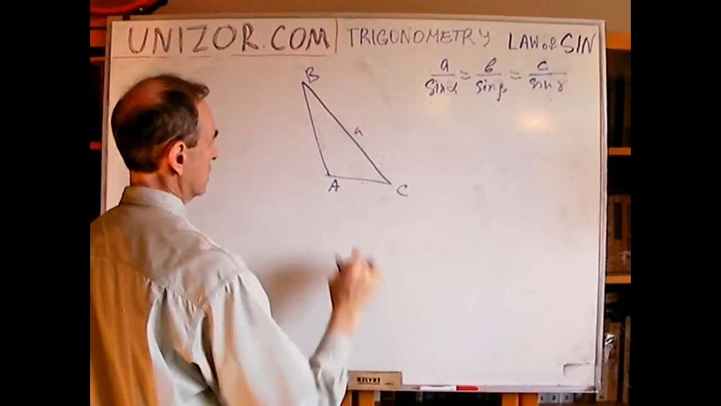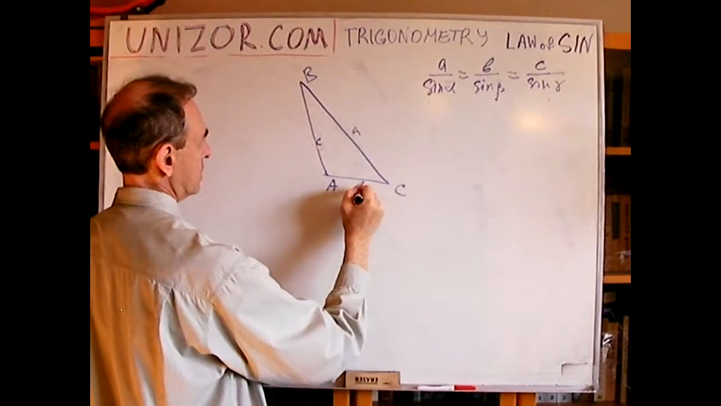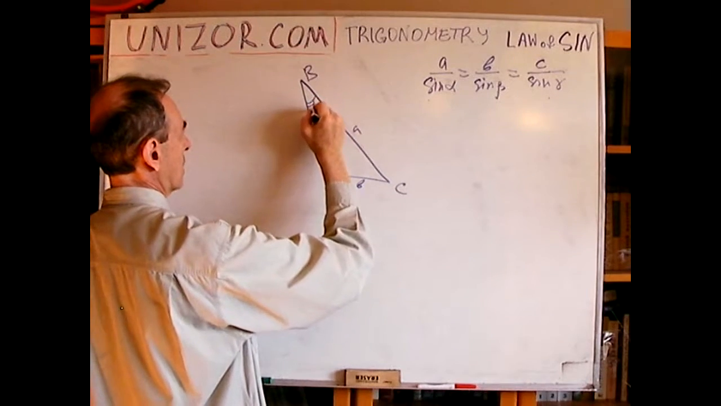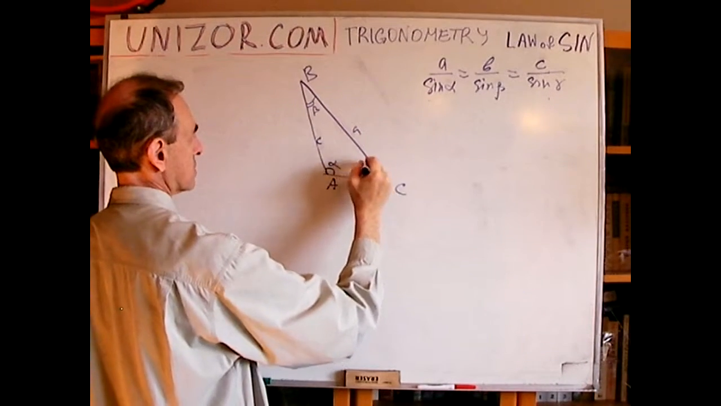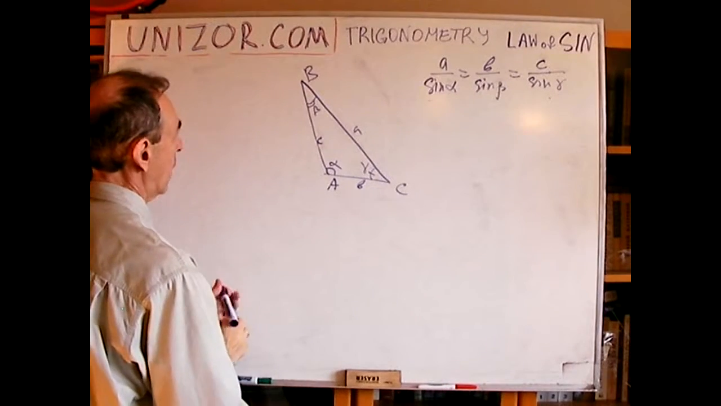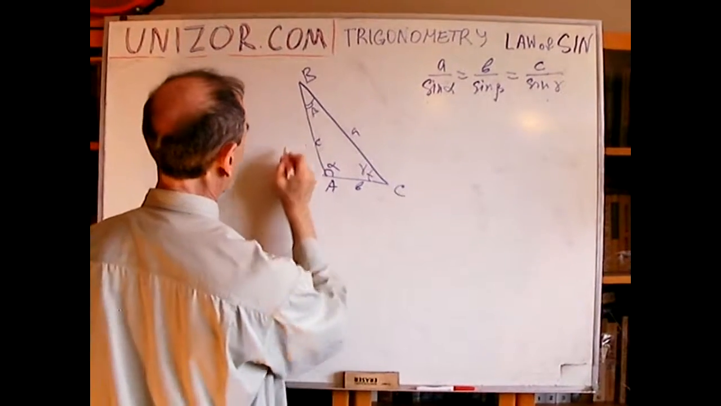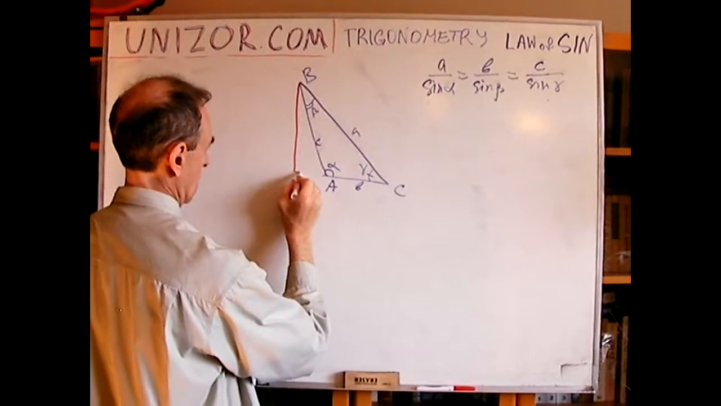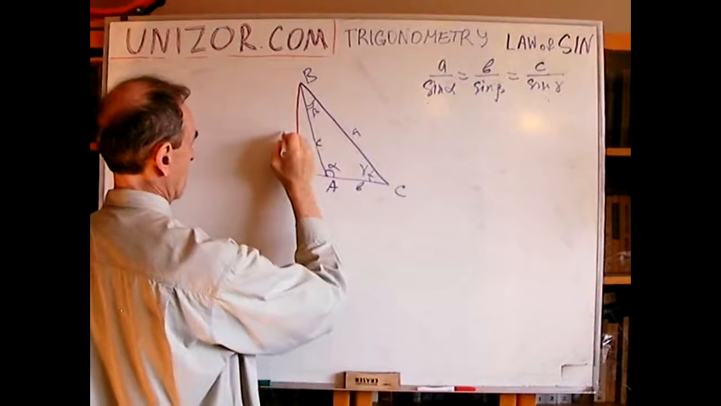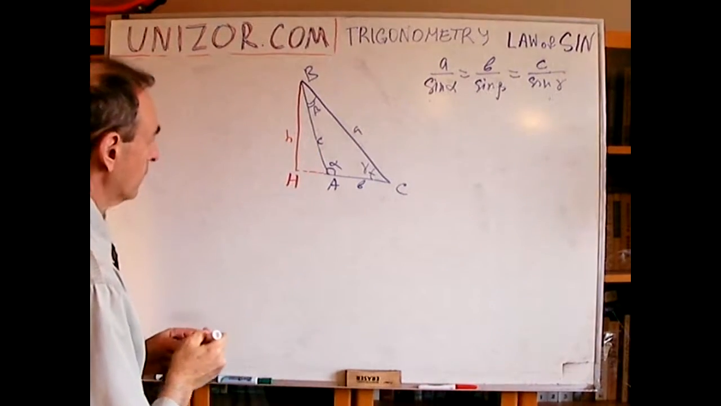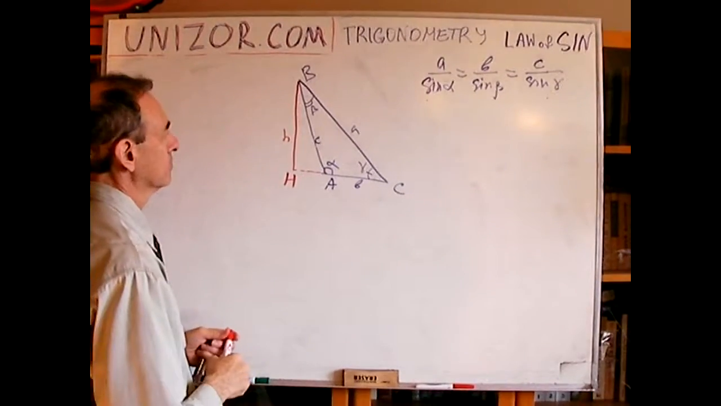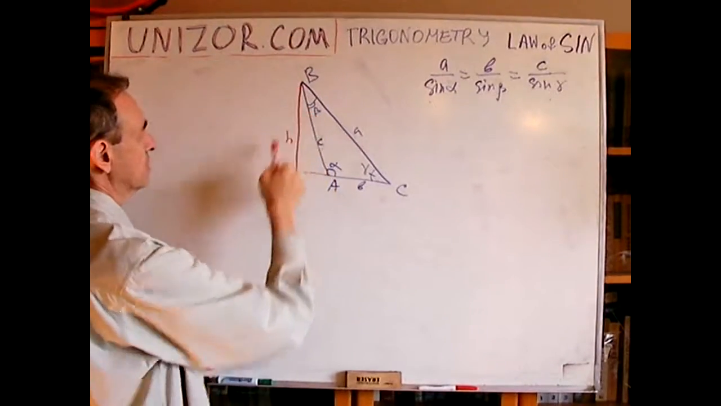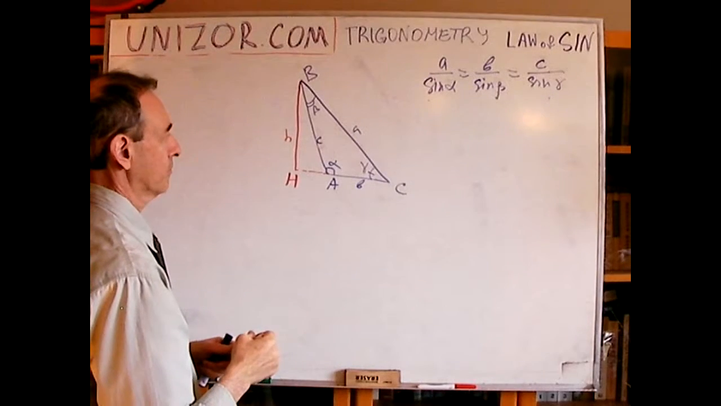This is C, and this is B, and this is alpha, and this is beta, and this is gamma, and our altitude comes outside. Well, let's do exactly the same. We still have BHA, the right triangle, and BHC, the right triangle.